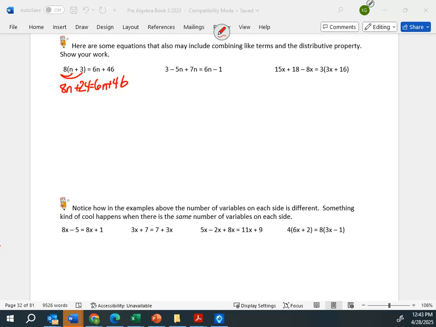So what we're doing is not crazy new stuff. It's just adding on multiple steps. So we just have to take it one step at a time. And we know what we're doing. It's all stuff that we've already done. Just don't get overwhelmed by it. Just go one step at a time until you get your variable equals a number.